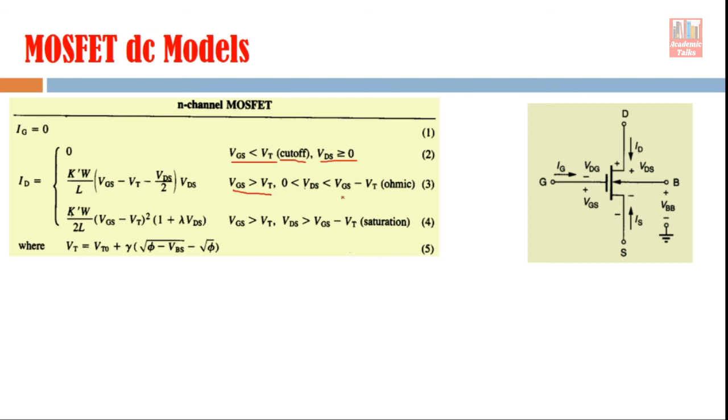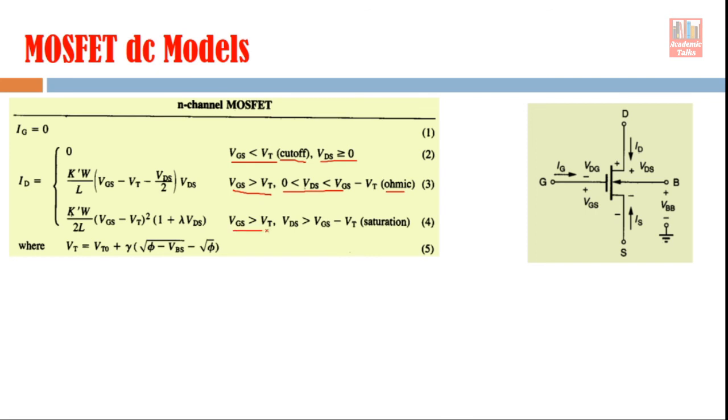But now there are two situations: you are in the ohmic region or in saturation. If you are in the ohmic region, it means you are applying some positive drain voltage, but this drain voltage is still less than VGS minus VT. This is your pinch-off voltage, right? In that case, you are in the ohmic region, and in the ohmic region, current will be given by this equation.